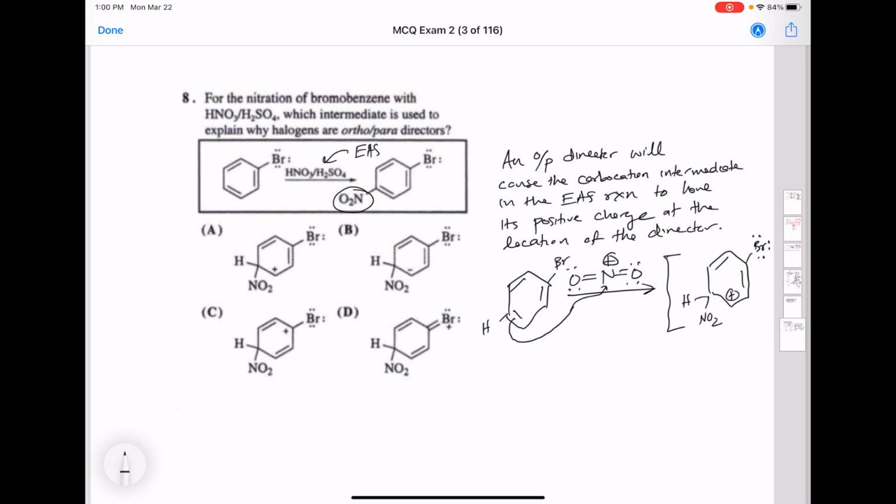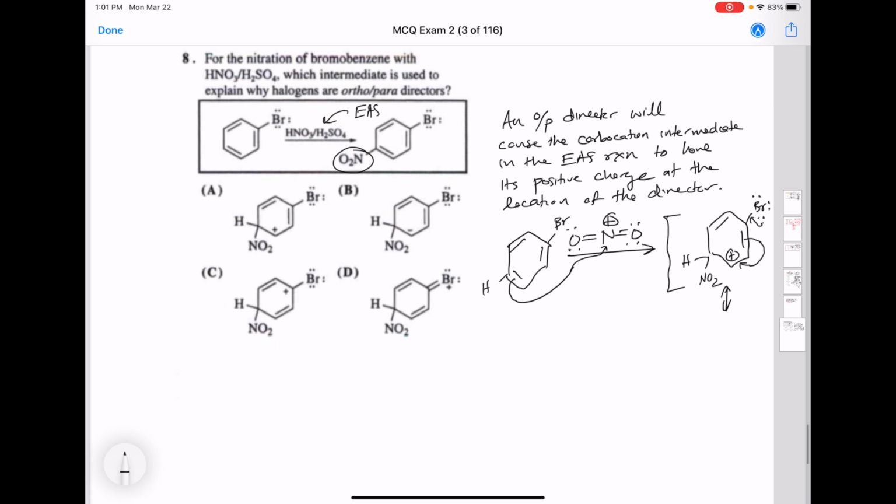Now, since the bromine group has lone pairs, three lone pairs attached to it, it can actually engage in resonance. It can engage in pi electron donation. So this lone pair of electrons will go down and form a carbon-bromine double bond, and that will force the pair of electrons on this double bond to migrate one bond downwards, and now we have this structure.